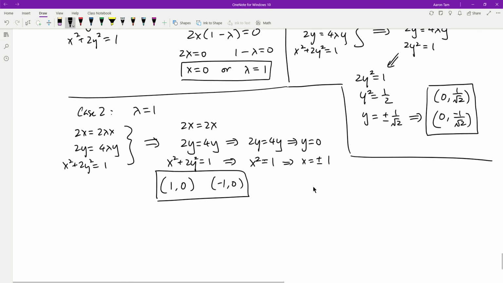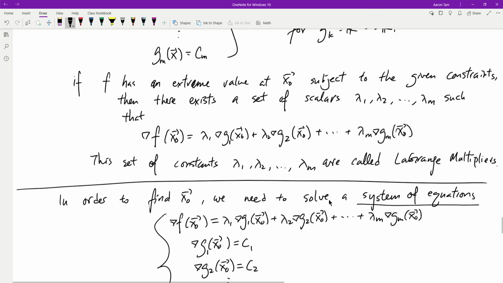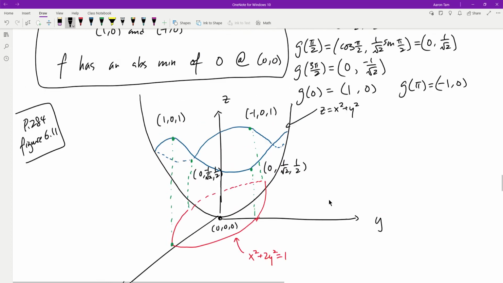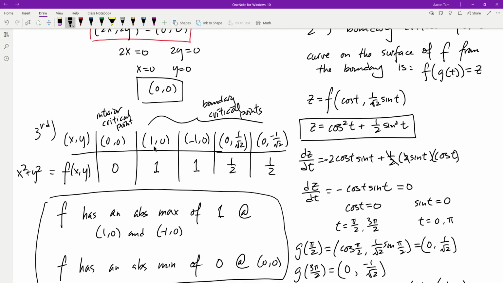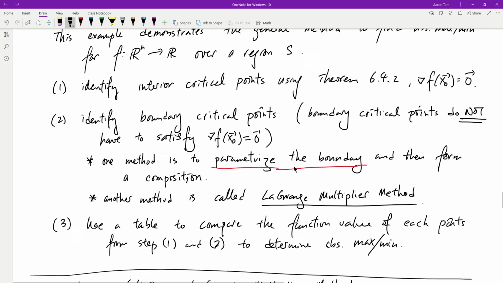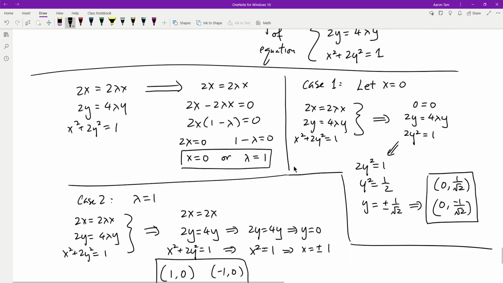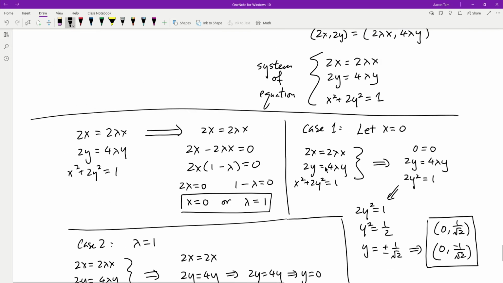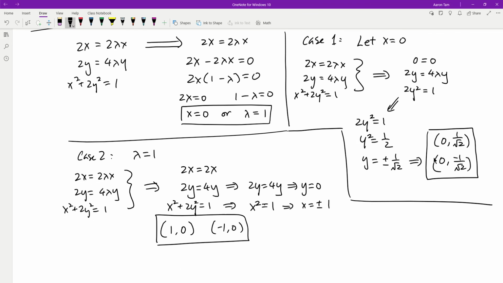So therefore, this problem has 4 critical points, and we found all of them. And they actually coincide with the same exact critical points that we found when we did the problem this way using the parametric representation of the boundary. It is extremely important to pay attention to this process of solving a nonlinear system: identifying cases that let us break our system down into simpler systems and then solve for the solution.